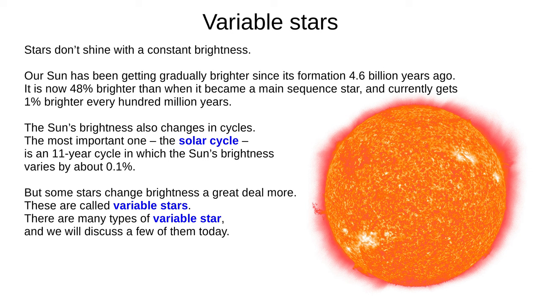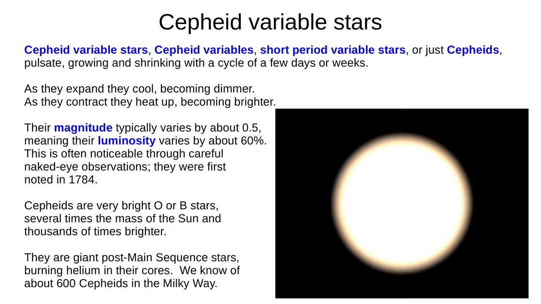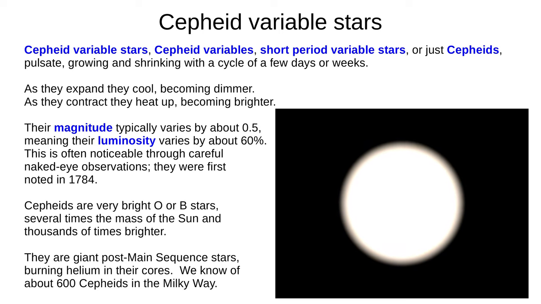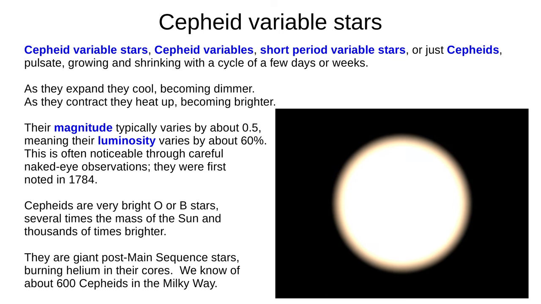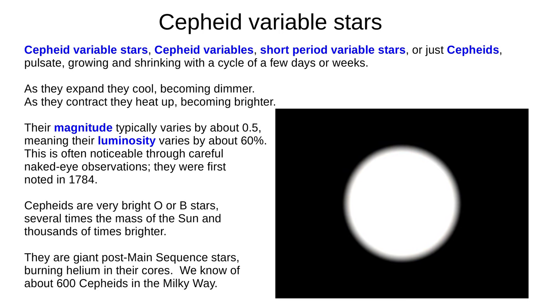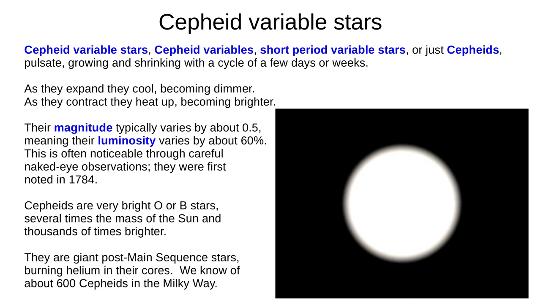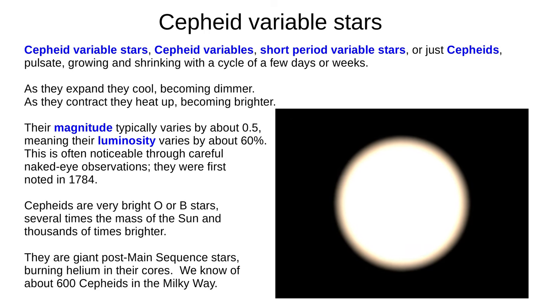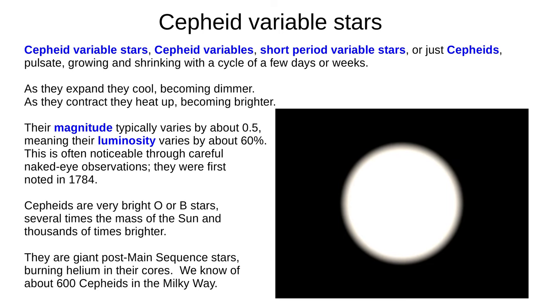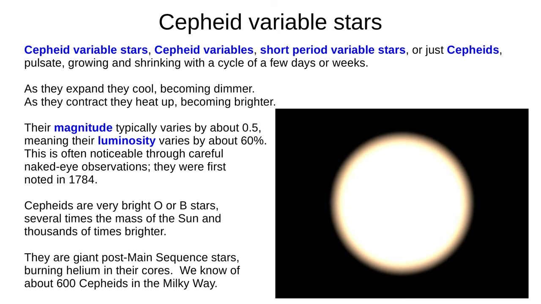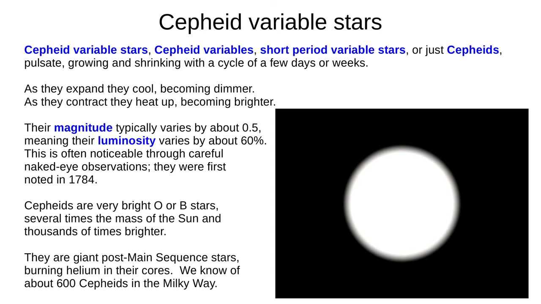But some stars vary a great deal more. These are called variable stars, and we'll discuss some of the most important types today. We'll start with Cepheid variable stars, also called Cepheid variables, short period variable stars, or often just Cepheids. These stars pulsate, growing and shrinking with a cycle of a few days or weeks. As they expand, they cool, becoming dimmer, and as they contract, they heat up, becoming brighter. Their magnitude changes by about 0.5, meaning their luminosity varies by about 60%. This is often noticeable through careful naked eye observations.